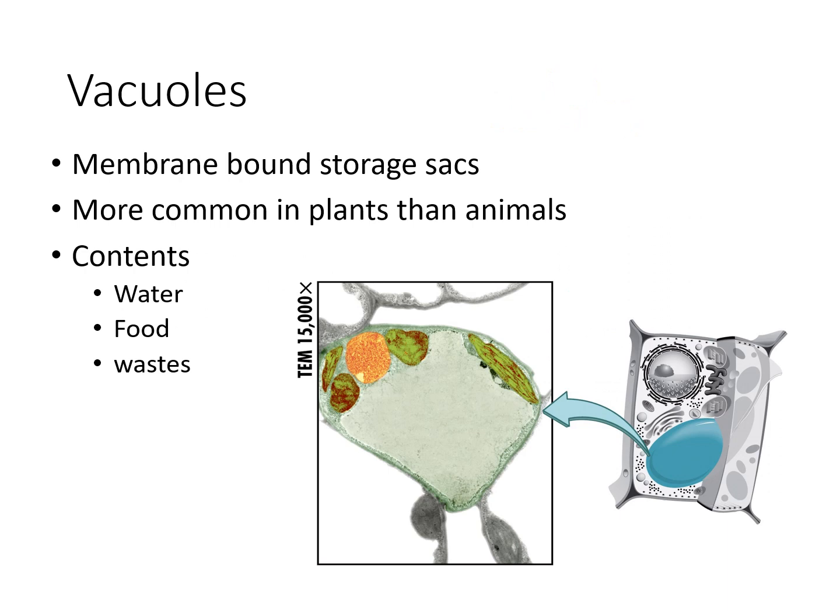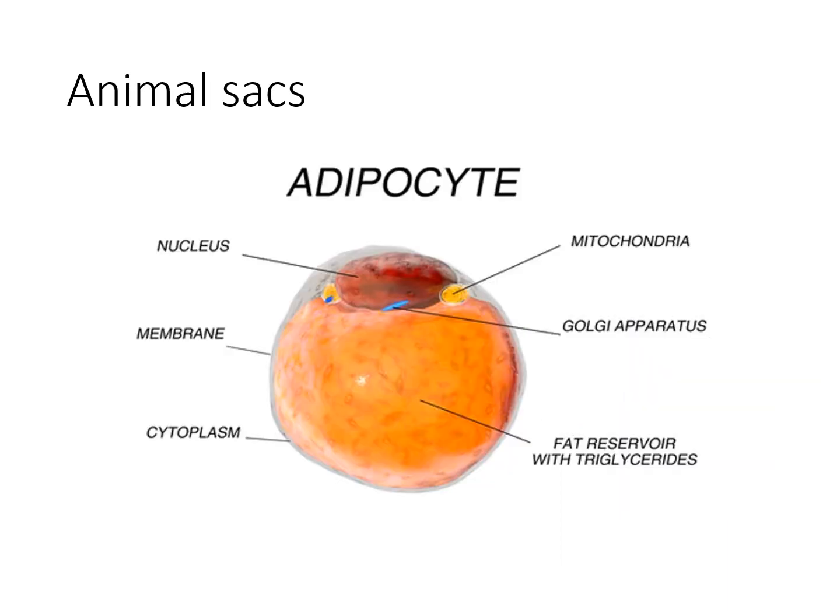And the vacuole. The vacuole is like a storage shack. They store the water, they store the food, they store the waste, waiting to be taken out. And they are more common in plants than animals. Do animals have it or not? Yes, here, the adipocyte, the fat. This is the fat cell. We call it an adipocyte.